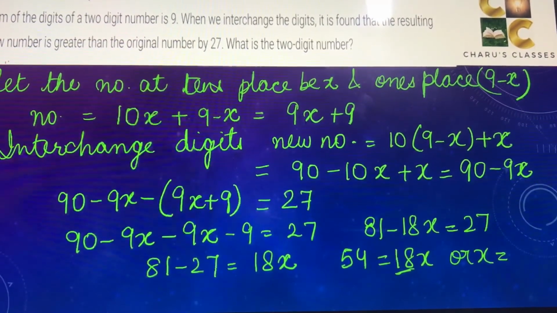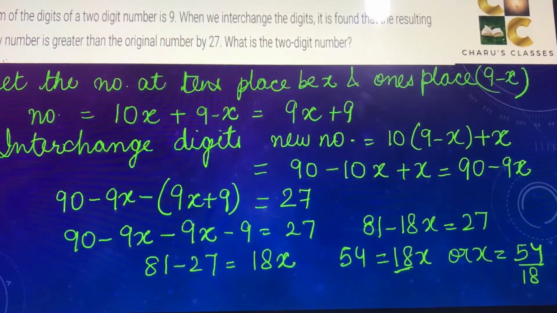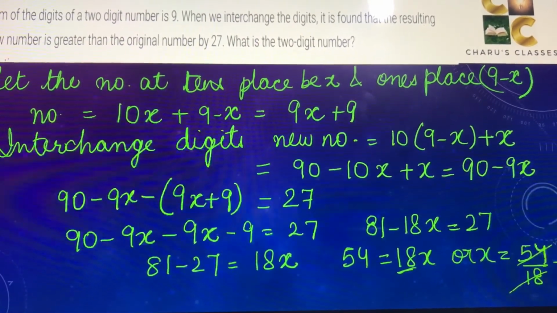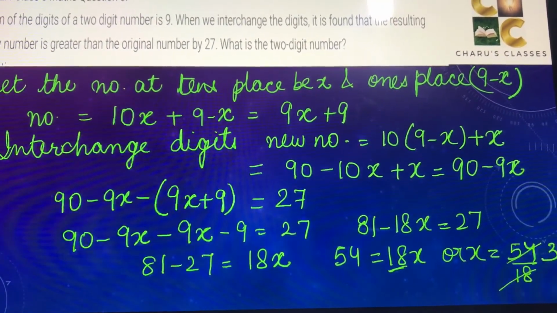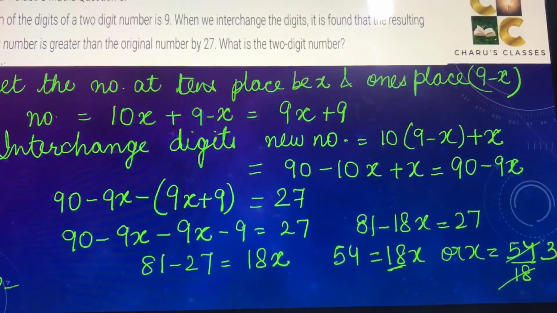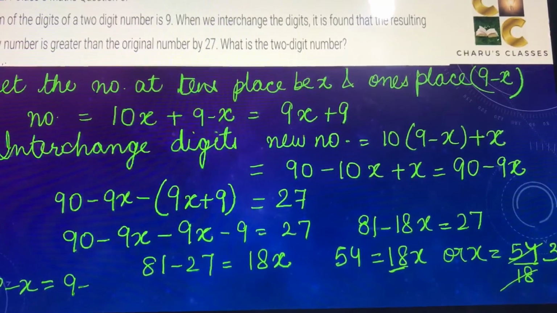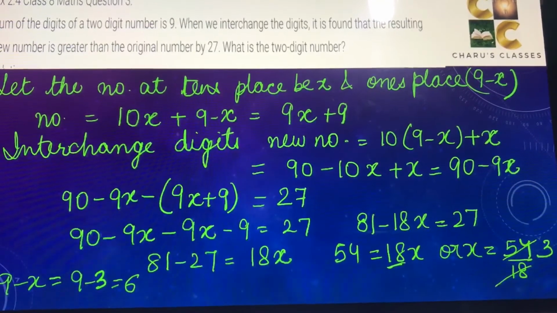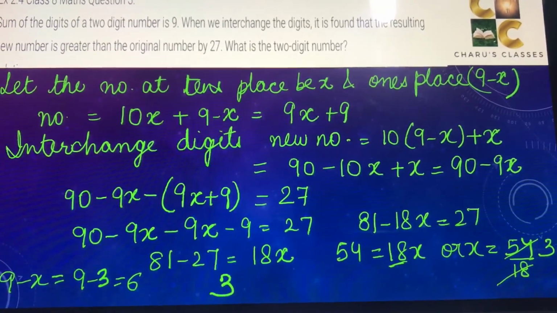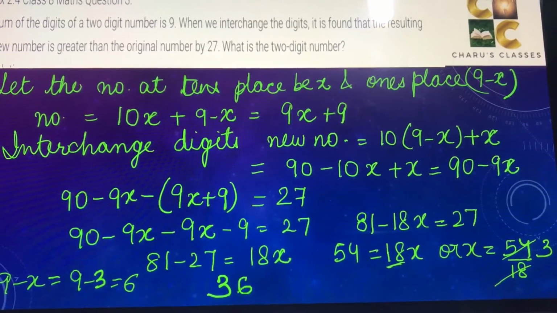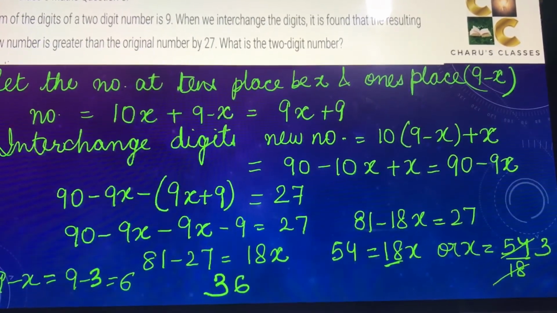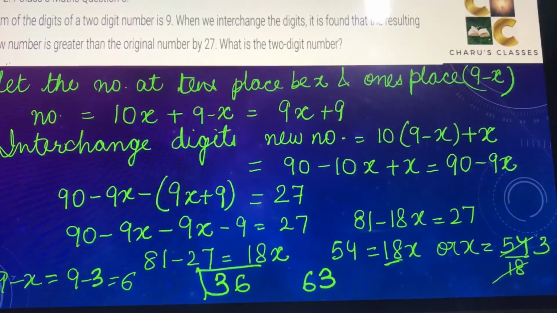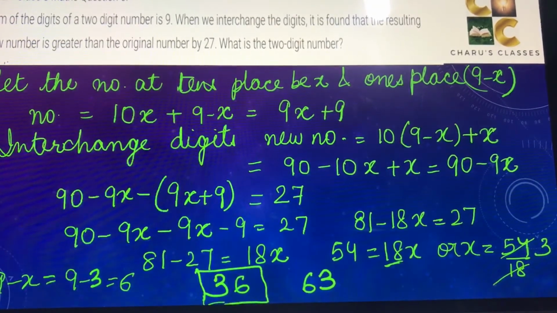Or x is equal to, here 18 is in multiplication, it will go and get divided by from 54. So x is equal to 54 by 18, which will give you the answer as 3. So x is 3, 9 minus x is definitely going to be 9 minus 3, which is your 6. The original number has x at the tens place and 9 minus x at the ones place. So the original number was 36 and when the number was interchanged it became 63. So the original number or the answer is 36.